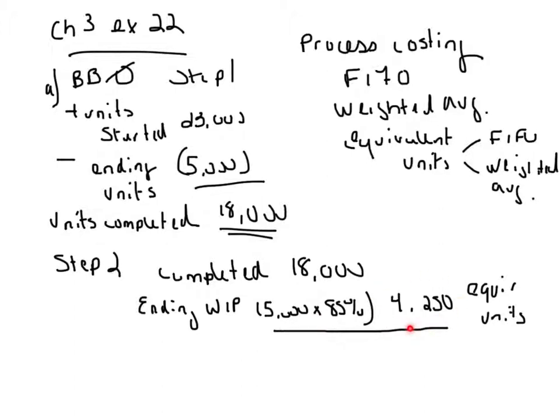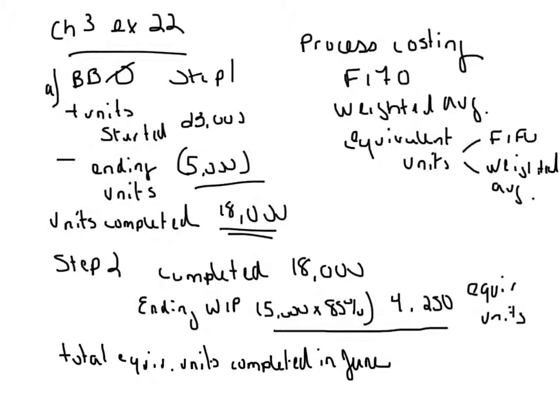So now we have total equivalent units completed in June. And that's adding the 18,000 and 4,250 to get 22,250. Okay. All right, now for part B, they want us to calculate the cost of the ending work in process inventory.